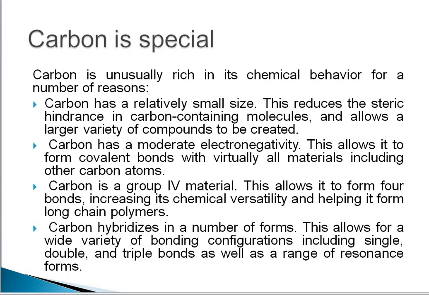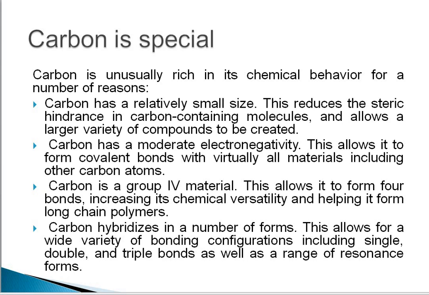This slide gives a summary of the chemical physics of organic semiconductor operation. It explains why carbon is so special and how its unique properties lend it to the formation of an unusual class of semiconductor material. Carbon has a relatively small size. This reduces the steric hindrance in carbon-containing molecules and allows a large variety of compounds to be created. Carbon has a moderate electronegativity. This allows it to form covalent bonds with virtually all materials, including other carbon atoms.